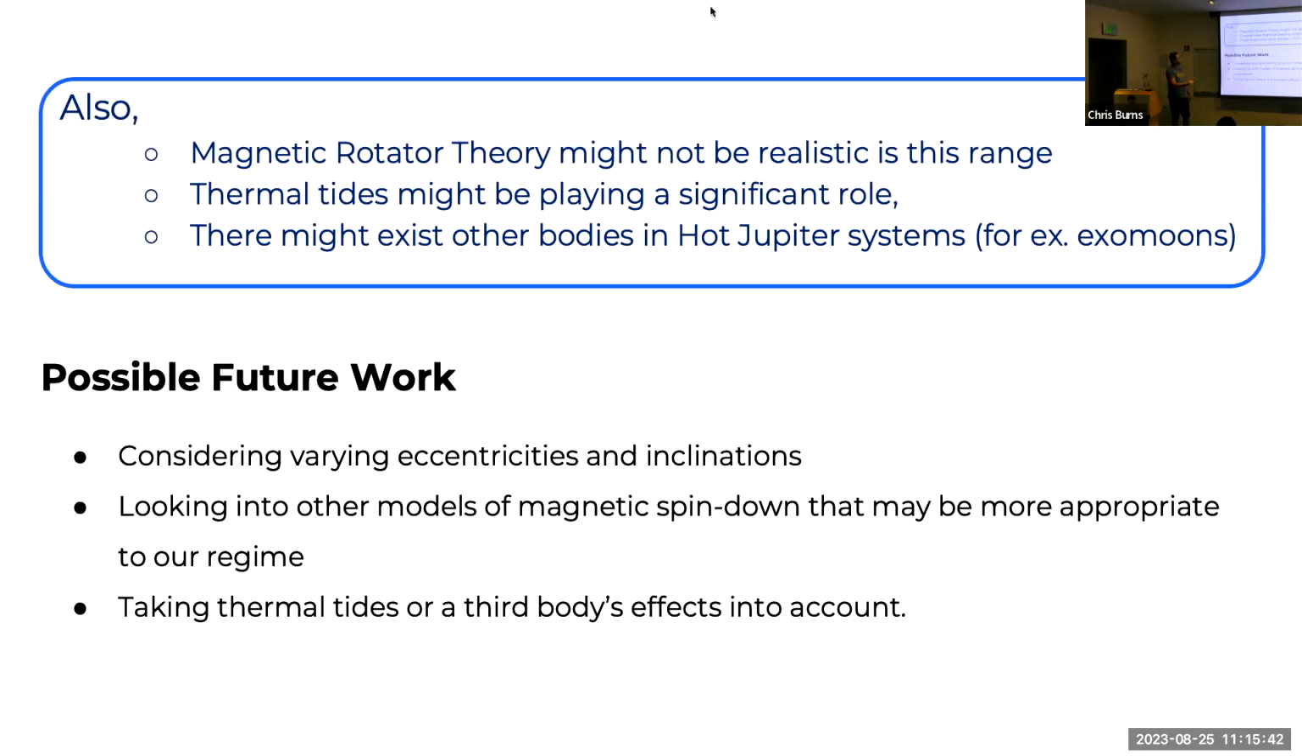And also there might exist other bodies around the systems, such as exomoons, that we ignored in the first place. So possible future work is about these. I can also consider different parameters, like maybe eccentricities as well. Yeah, thank you.